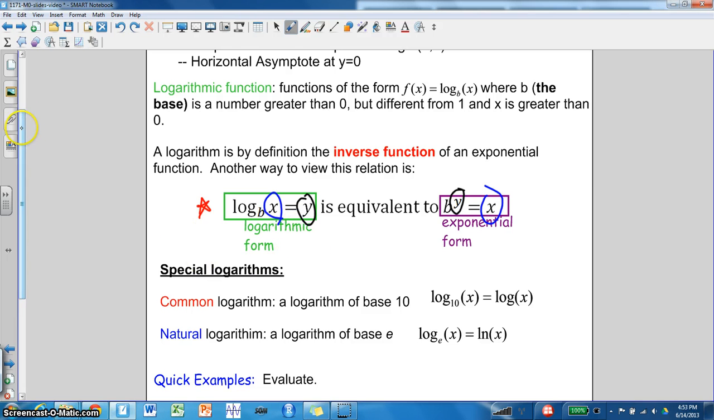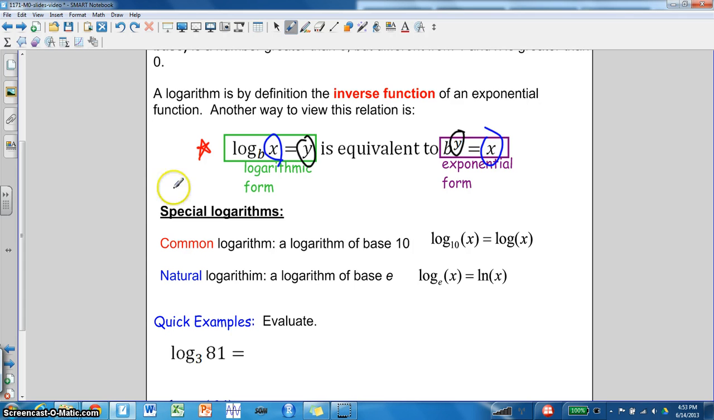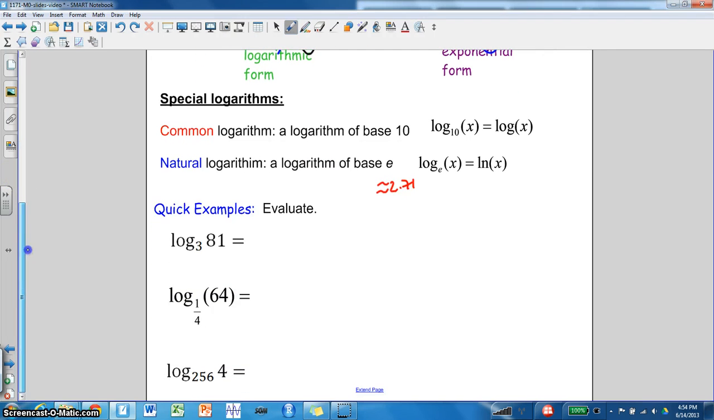Then we have a couple of names for special logarithms. If b is equal to 10, we call that the common log, and that's just written as log, no base. It's understood to be base 10. The natural logarithm has a logarithm of base e. And e, just as a refresher, is approximately 2.71. If you use a scientific calculator, e is programmed into all of them. So now we're just going to go through some quick examples of logarithms.